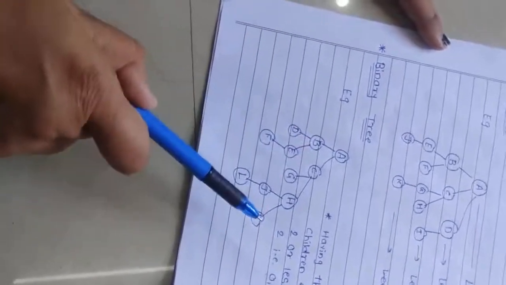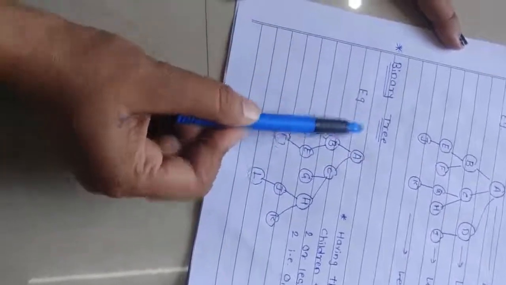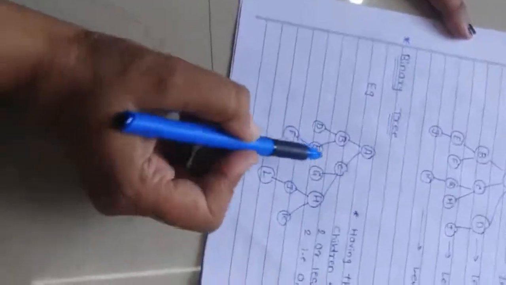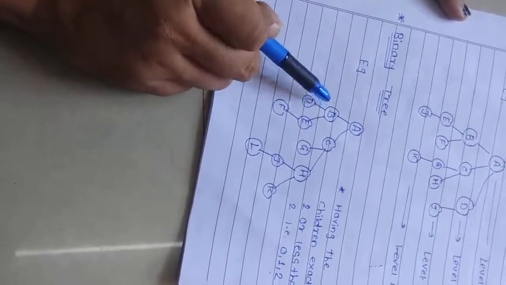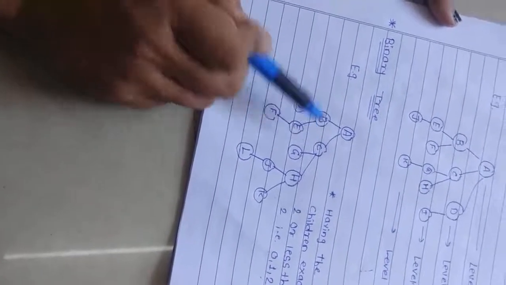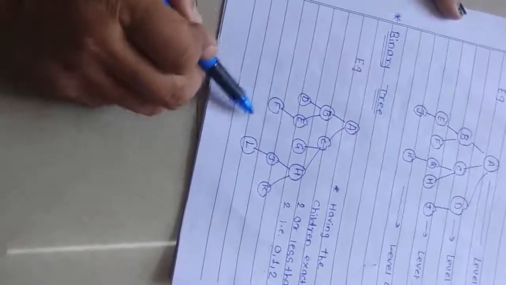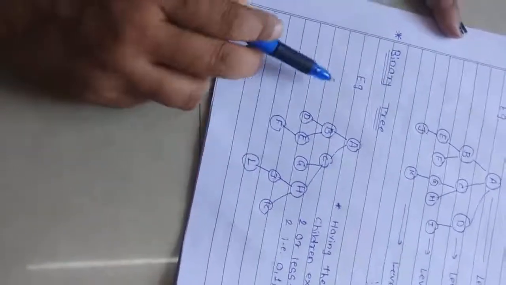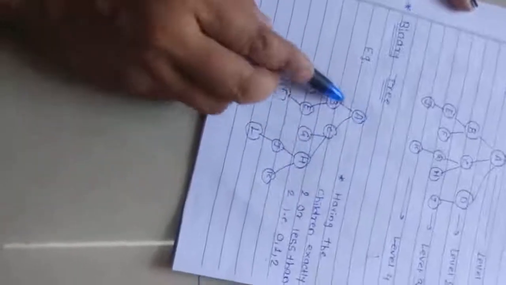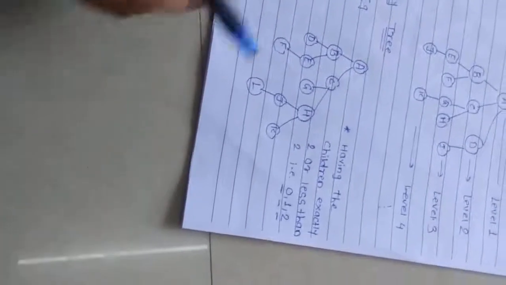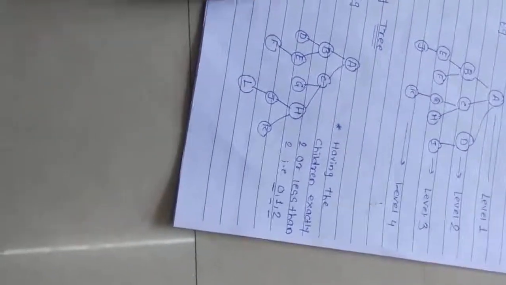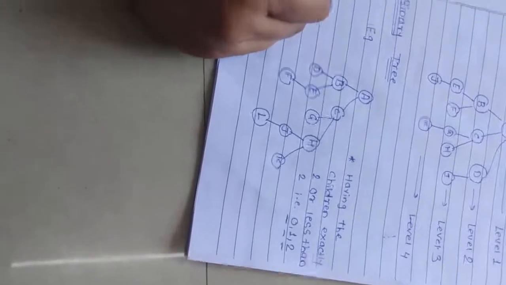It means that in a binary tree, every node has a maximum of 2 children and a minimum of 0 children. Means in the binary tree, every node has 0, 1 or 2 children, not more than 2. Okay, it's clear.